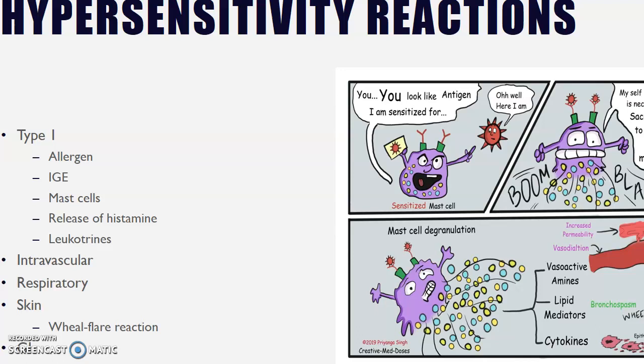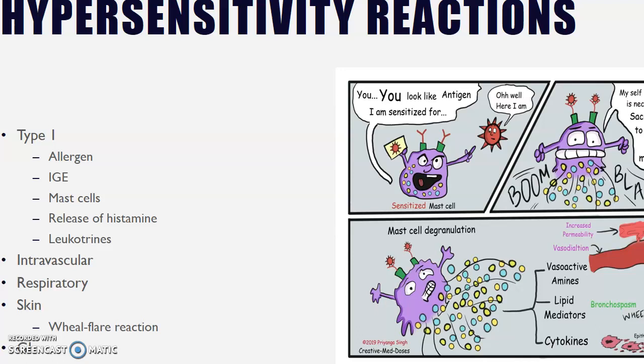So when we're looking at our hypersensitivity, you can see my little cartoon here, and all of a sudden we have the antigen, the mast cell explodes, and it causes the release of vasoactive amines and cytokines. So there's different types of hypersensitivity reactions that we can see. Intravascular is our anaphylactic shock, and we'll talk more about anaphylaxis in class.